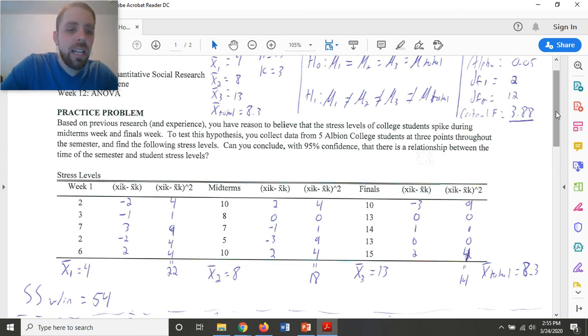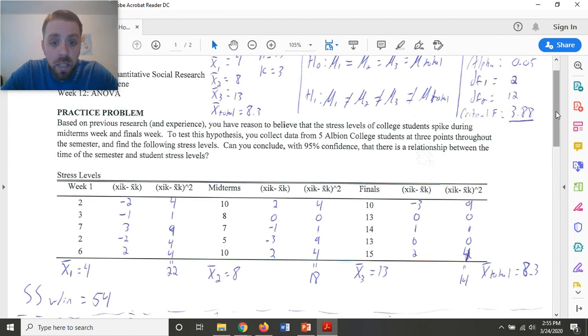So you will see next to each group, week one, midterms, and finals, I have a column for x_ik minus x̄_k, and then a second column for (x_ik minus x̄_k) squared. So I took that x̄ of 4 for week 1, subtracted it from each of my student stress values here. So 2 minus 4 is negative 2, 3 minus 4 is negative 1, and so on. And then I squared each one to get to 4, 1, 9, 4, and 4. And the summation of those 5 squared deviations gave me 22.